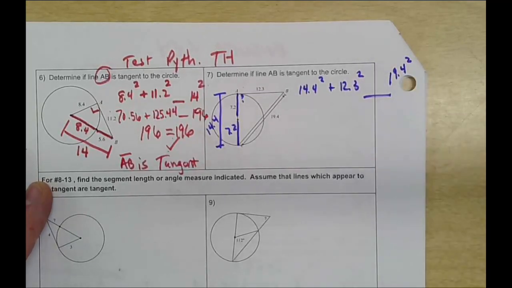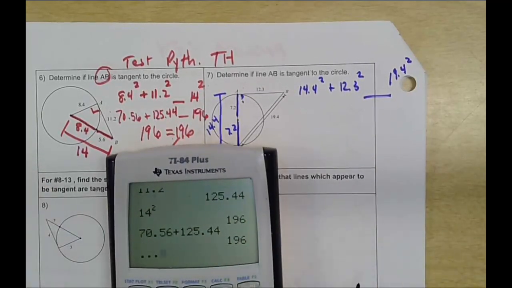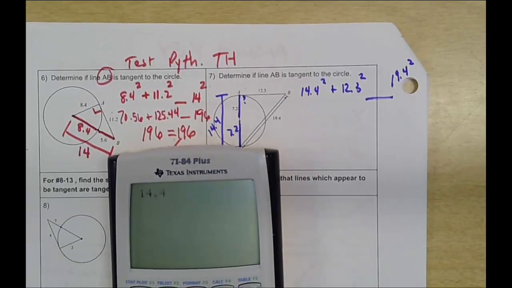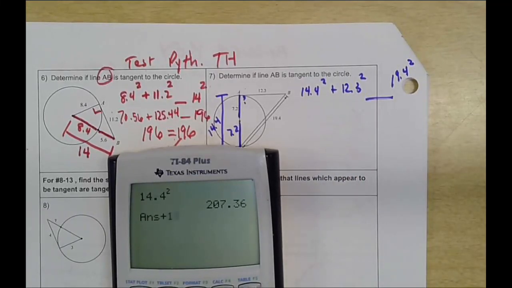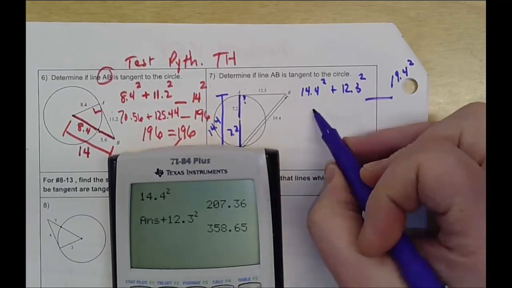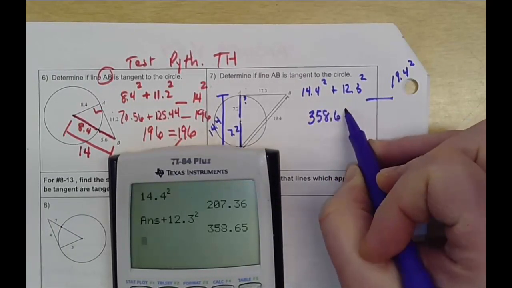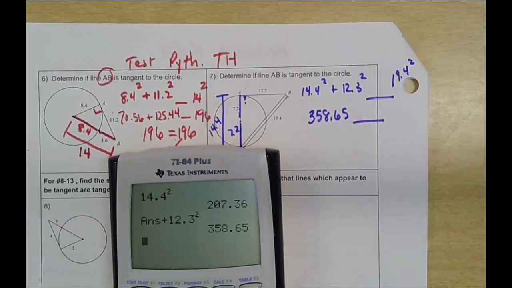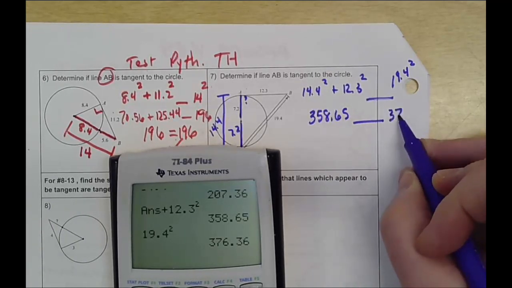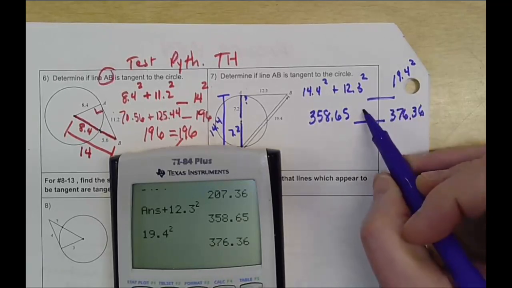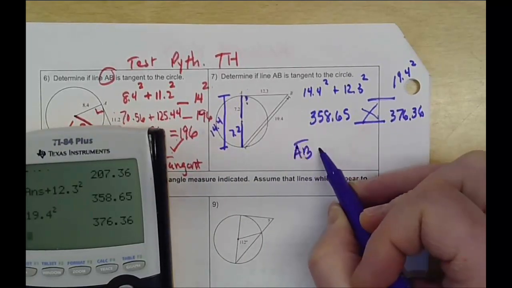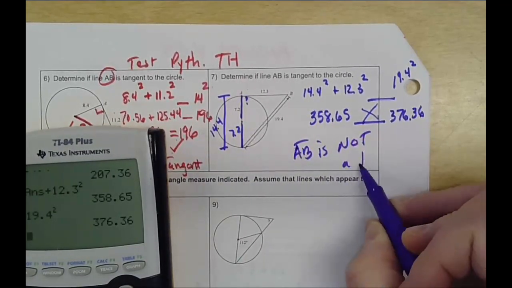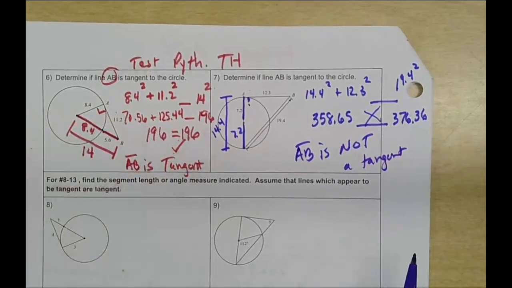19.4 squared? I honestly don't know with all those decimals. 14.4, square it. 207.36. I'm going to add the other one right now. Plus 12.3, square it. This side comes out to be 358.65. Oh, what happens when you go 19.4 and square it? I get 376. So they're kind of close, but they're not equal. All right, so AB is not a tangent.